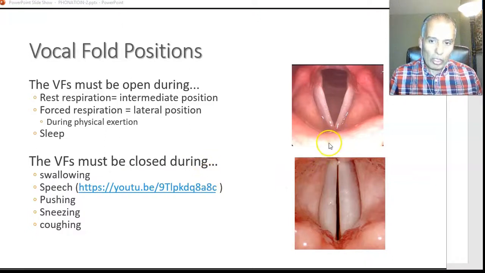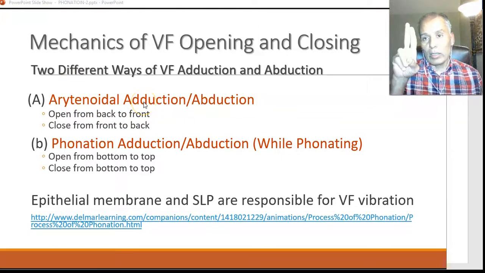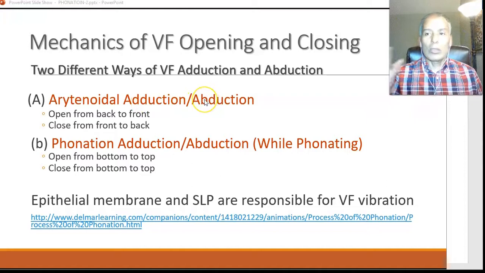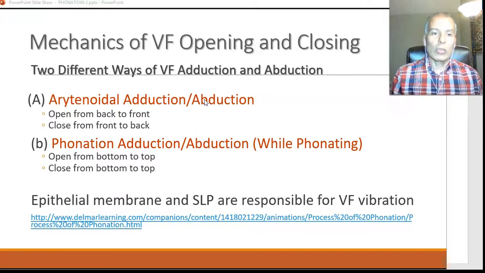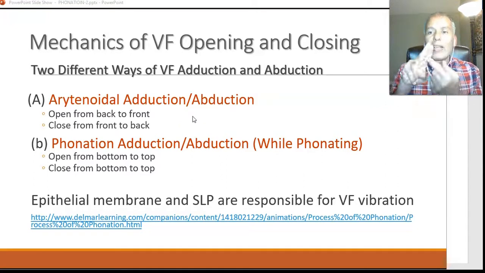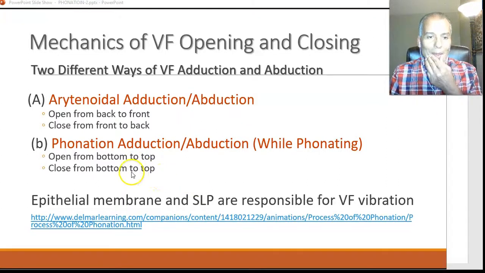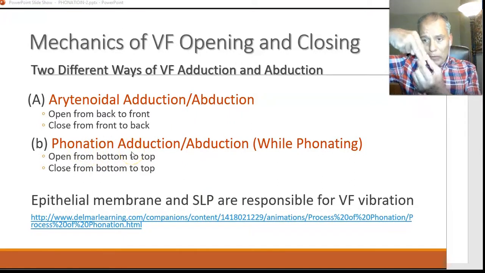So I'd like you to make the differentiation between the two. You cannot come to the condition that can help you speak, I mean vocalize, unless you go first to arytenoidal adduction, by swinging the arytenoids to the midline and bringing the vocal folds. Then, once the arytenoids are swung into position and the vocal folds are tightly closed and compressed, then phonation, adduction, and abduction begins. So, in that case, now, the vocal folds are fixated like this.